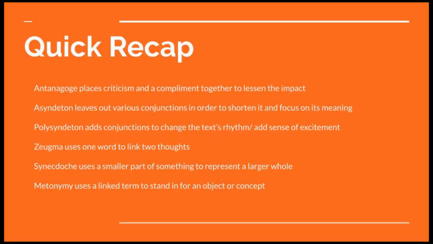Okay, so for a quick recap, antagogy will place criticism and compliment together in a sentence in order to lessen the impact of that initial criticism. Okay, moving on. Asyndeton removes conjunctions, while polysyndeton adds conjunctions. Asyndeton does that in order to shorten the sentence and focus on a specific meaning within it, while polysyndeton can have one of two effects: it'll add a sense of excitement towards the sentence, or it will change the whole sentence's rhythm.